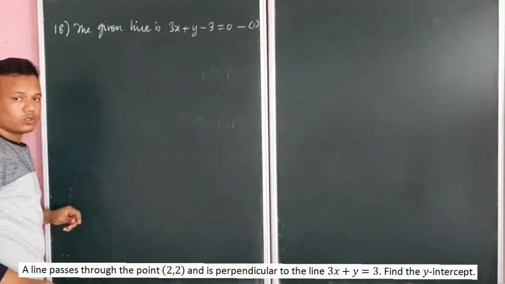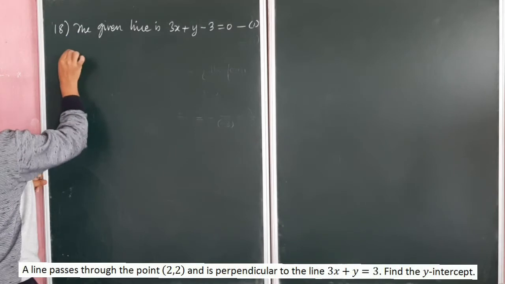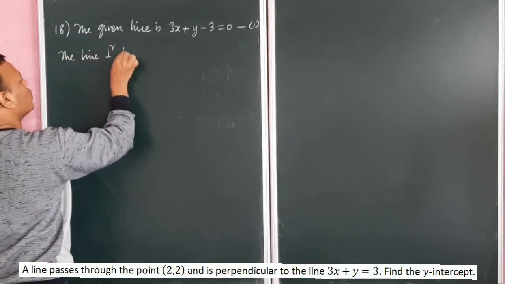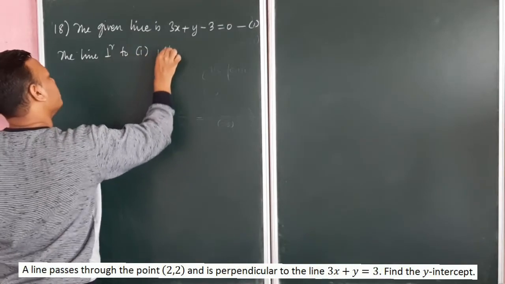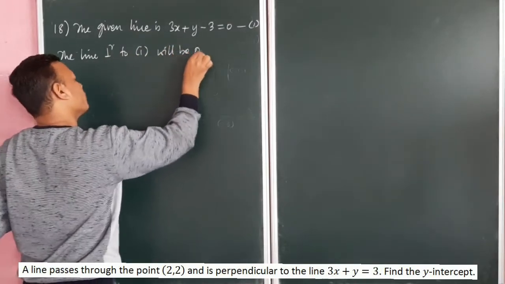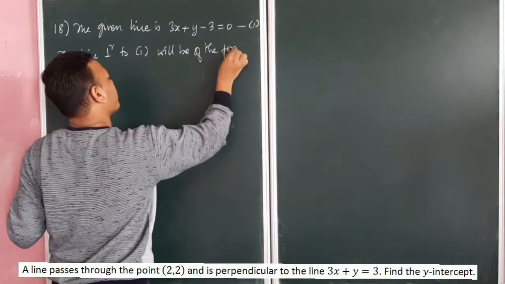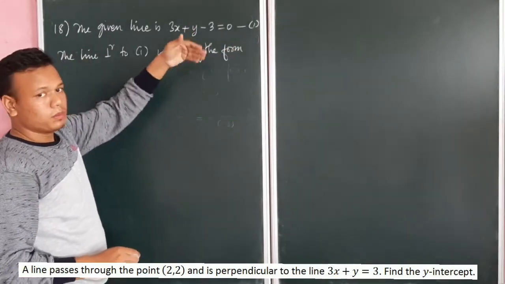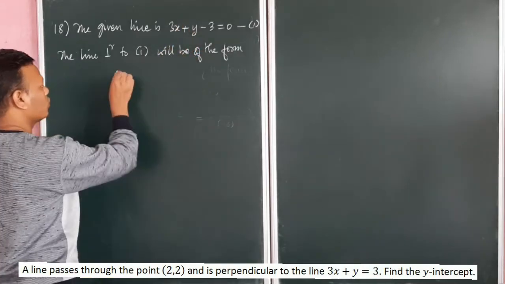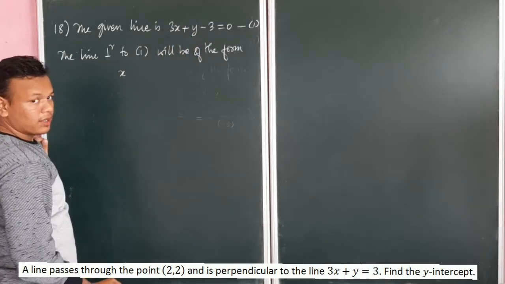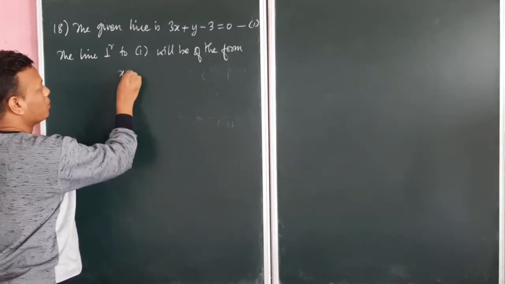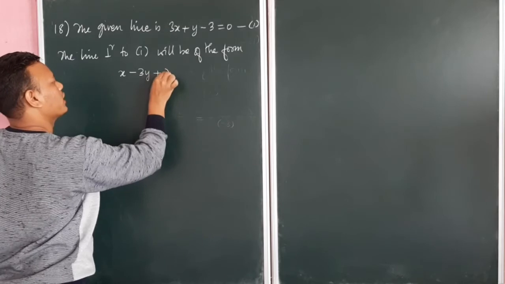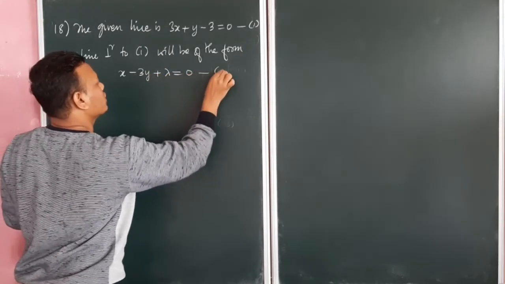Let me call this equation 1. The line perpendicular to 1 will be of the form, since they are talking about perpendicularity, again it has to be bx. B is 1 here, so bx is x itself, minus ay. A is 3, so minus 3y plus lambda equals 0. Let me call this 2.